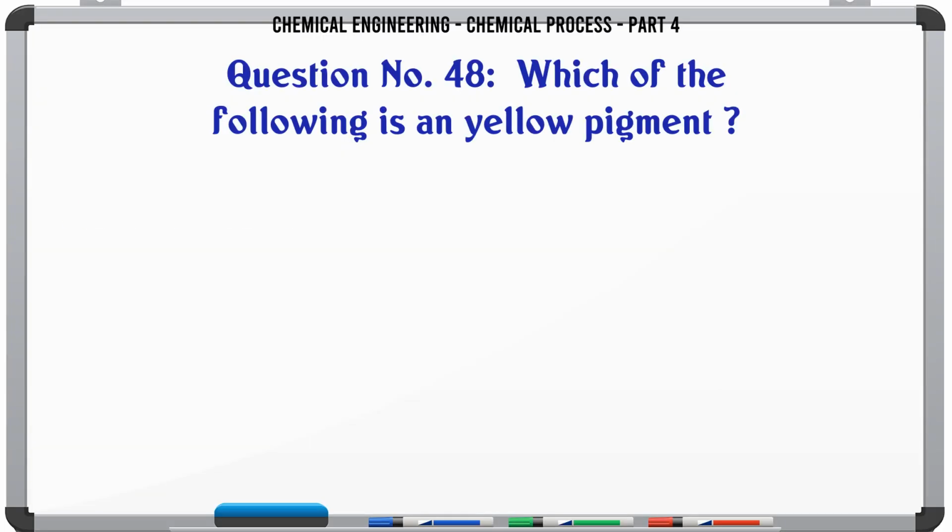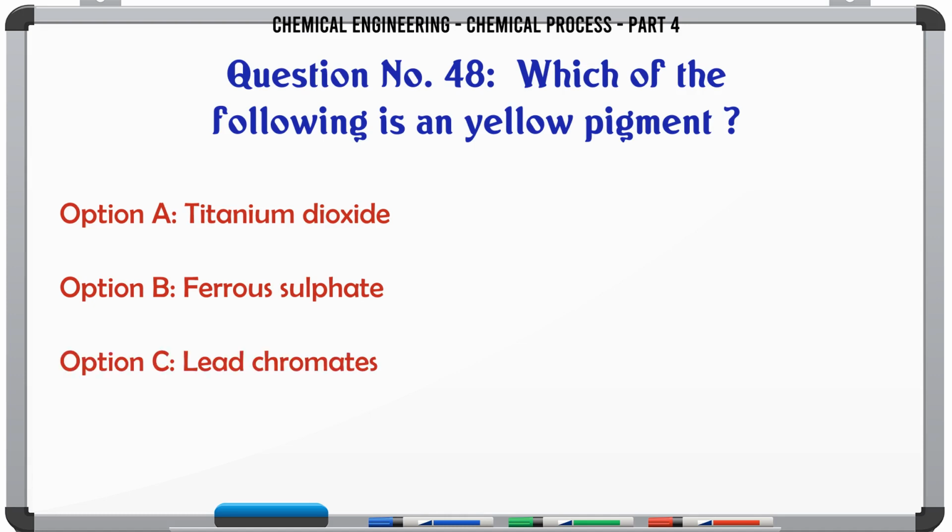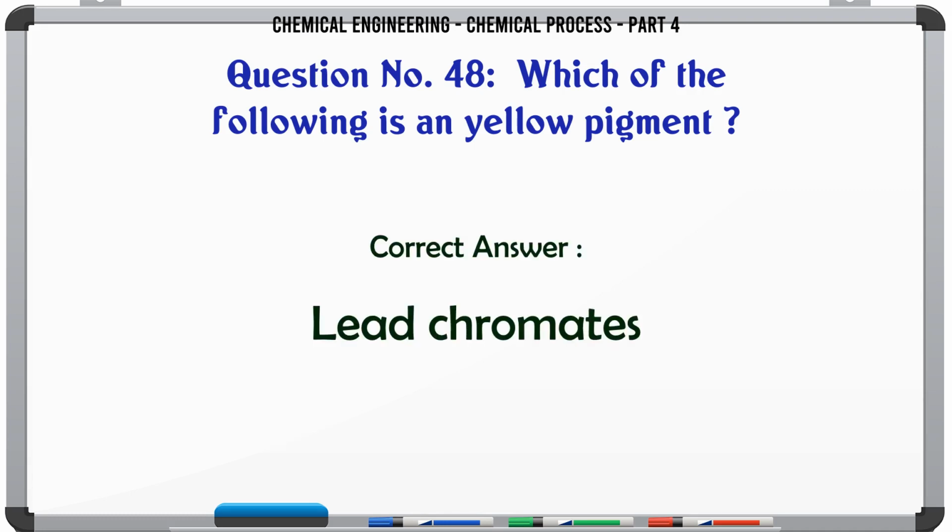Which of the following is a yellow pigment? A. Titanium dioxide. B. Ferrous sulfate. C. Lead chromates. D. Zinc sulfides. The correct answer is lead chromates.